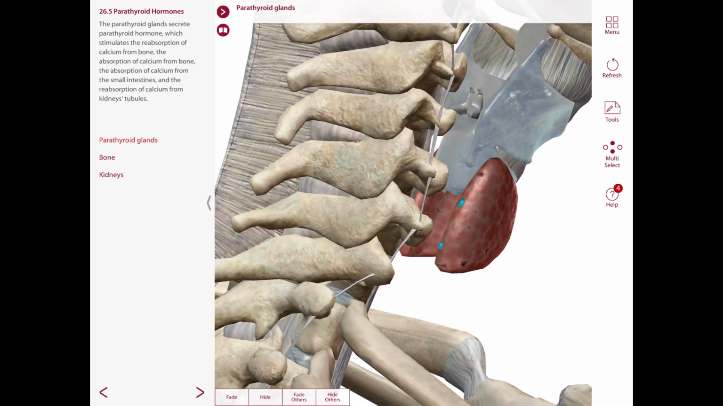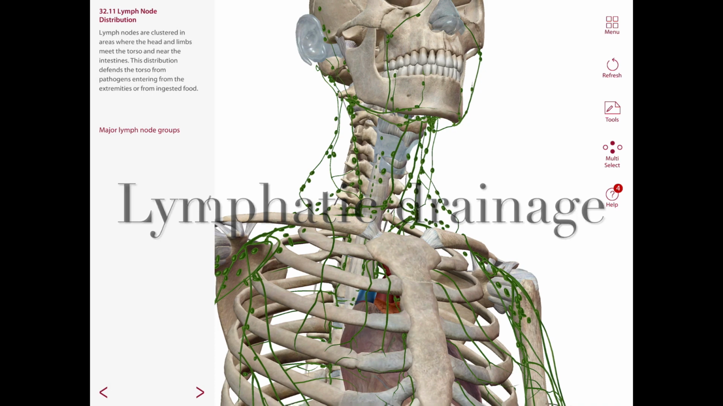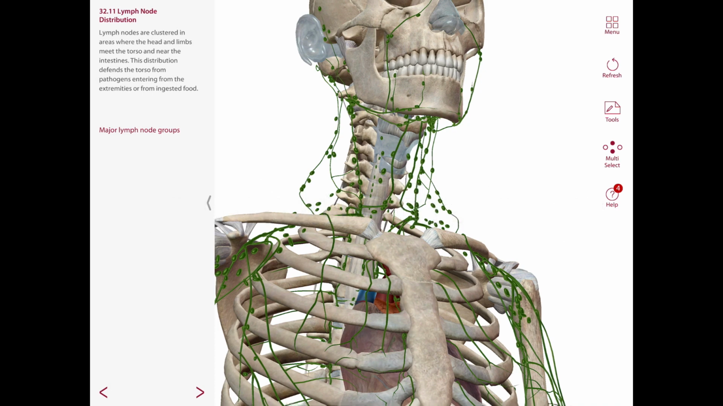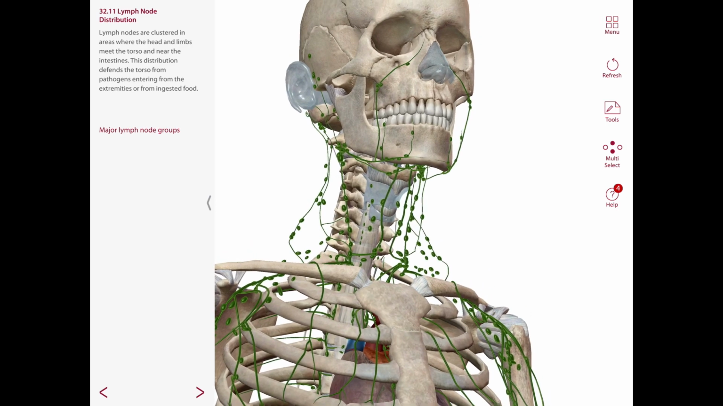The arterial supply for these glands is the superior and inferior thyroid arteries, and the veins are the parathyroid veins that drain into the thyroid venous plexus. In the neck, we also have lymphatic drainage that's going to help the head and neck to drain pathogens that could enter from the extremities or from ingested food. So these lymph nodes of the head and neck are arranged in several regional groups and one terminal group.